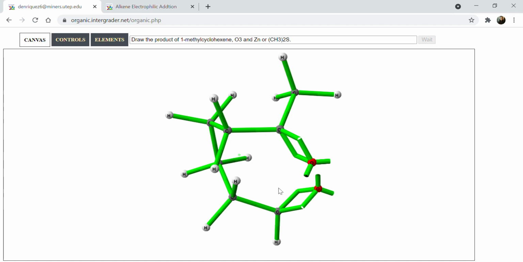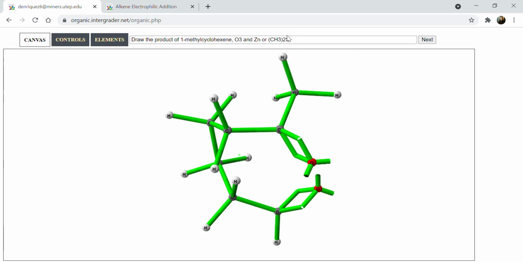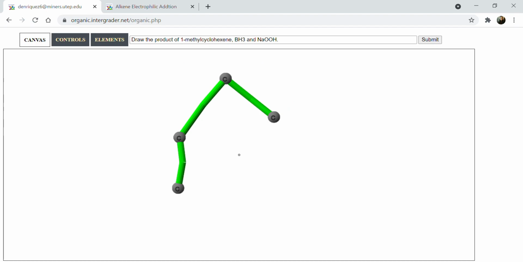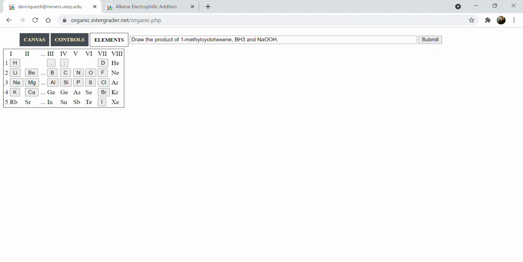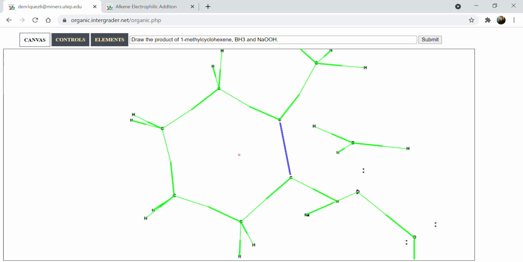I think before I was adding a CH3 instead of a hydrogen. So I kind of ignore this and I just work with the O3, the ozone. Okay, methyl cyclohexane. And then I have BH3, my boron. I've got my NaOH, add my hydrogens.